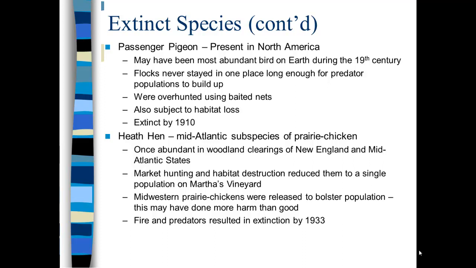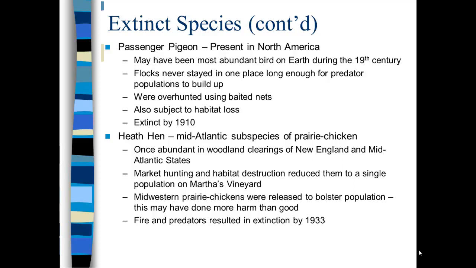In order to save the population, they were bred with Midwestern prairie chickens, released to bolster the population. But the Midwestern prairie chickens were not adapted to that particular environment and probably spread genetic traits that were deleterious, that made them less likely to survive. And that's why it says here that this did more harm than good.